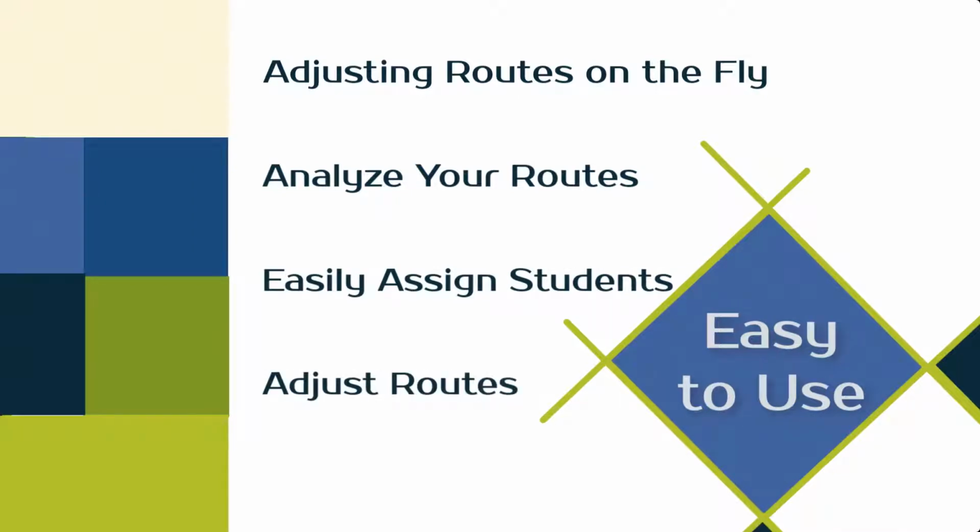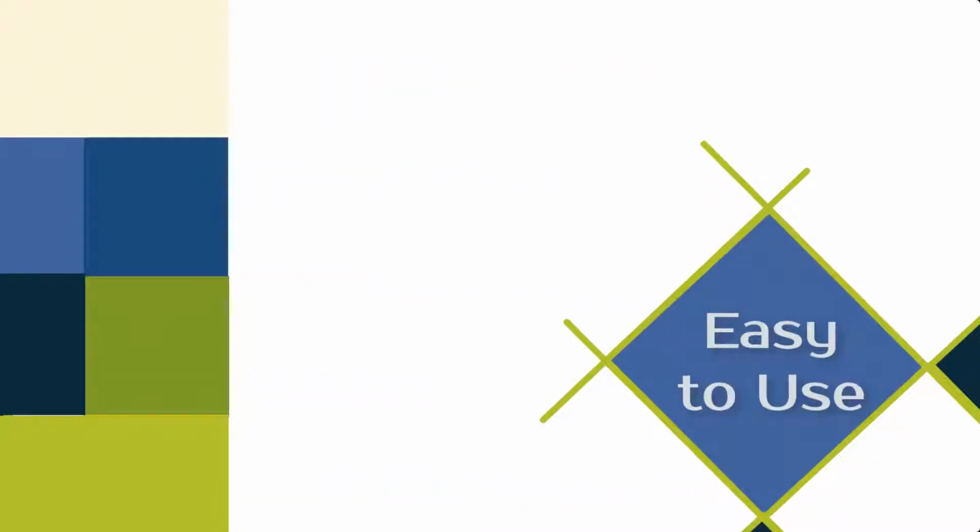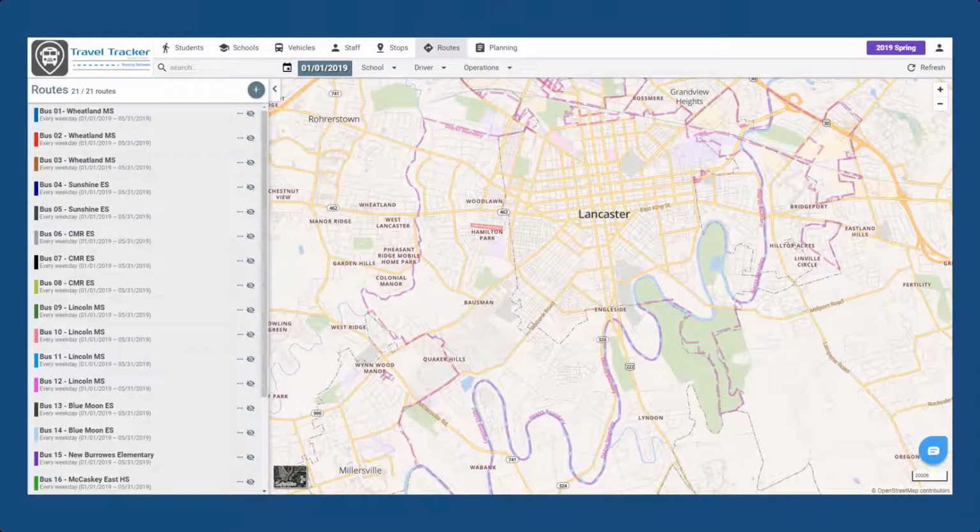We can do this all while seeing your adjustments instantly on the interactive map to the right. Let's take a look at how the Routes tab works. Next, let's talk about routes. Visibility and information are so important to transportation departments, and Travel Tracker routing makes this possible with very little effort.